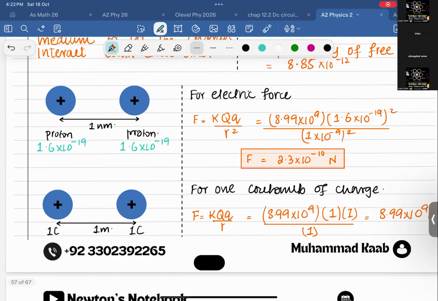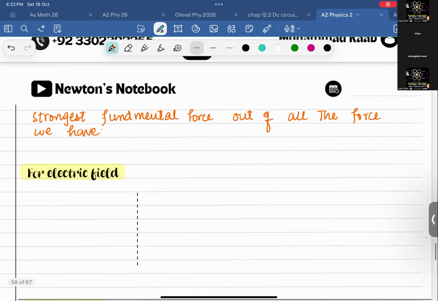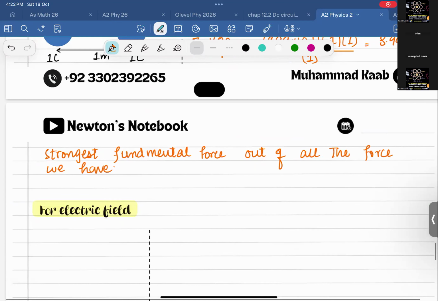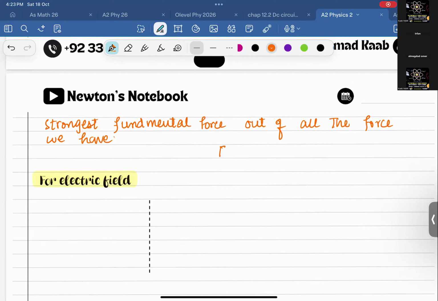Since we only discussed the electric field and the gravitational field, if we try to find out the gravitational force between the two protons, we can simply do Fg equals Gmm over R squared, right?